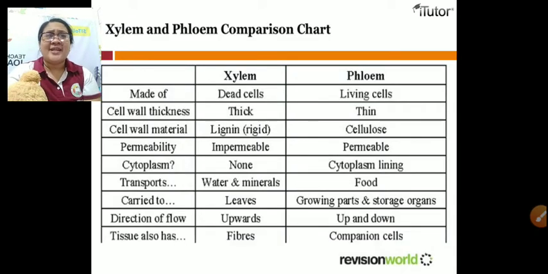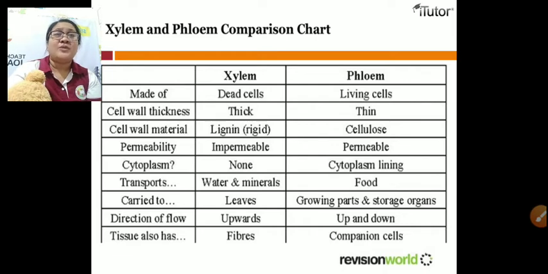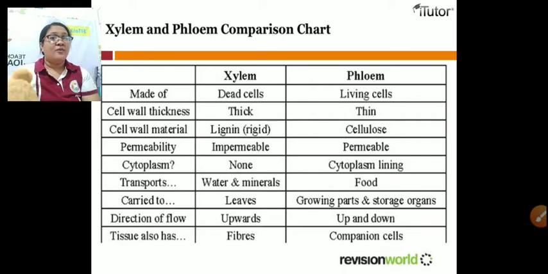Okay, so to better understand the difference between the xylem and the phloem, I put here a chart to differentiate the two. I will read it to you. Xylem is made of dead cells, while the phloem is made of living cells. Okay, take note of that. In terms of cellulose thickness, xylem is very thick, while the phloem is very thin.